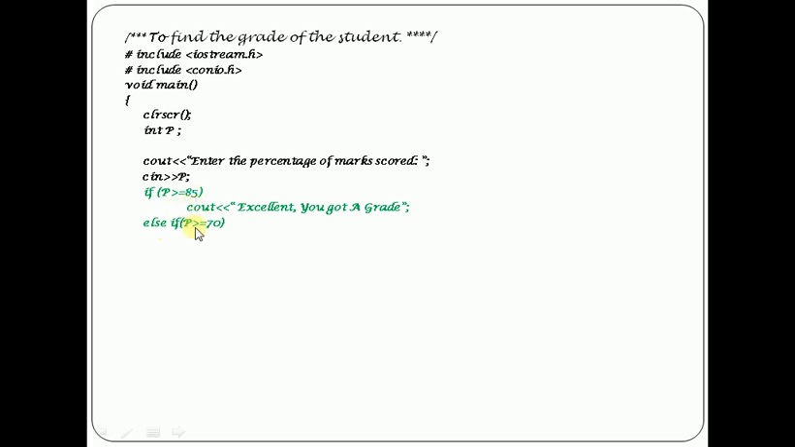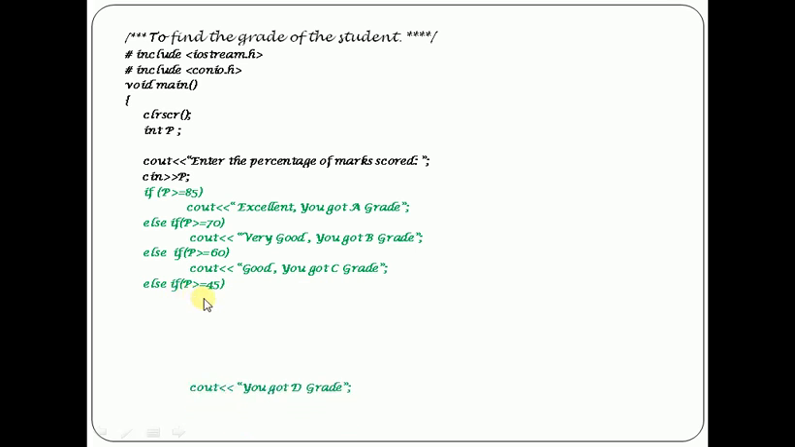So it is understood it is less than 85. So without checking, we are just checking P greater than or equal to 70. If that is the case, it is B grade. Then the next case is greater than or equal to 60, between 70 and 60, that is the C grade. We are not checking less than 70 because it is already understood. So just checking P greater than or equal to 60. If that is the case, C grade, and next is greater than or equal to 45, D grade, and greater than or equal to 33, E grade.